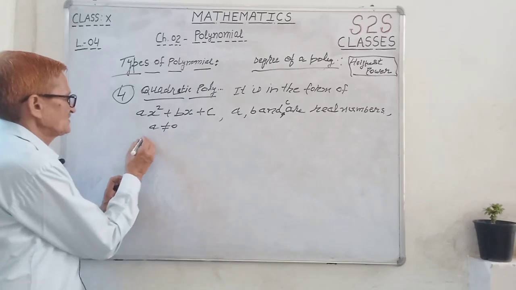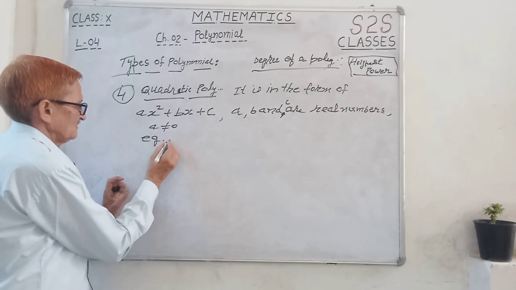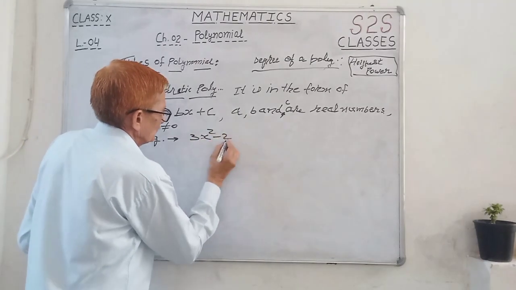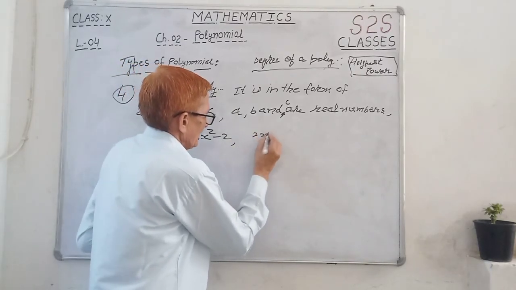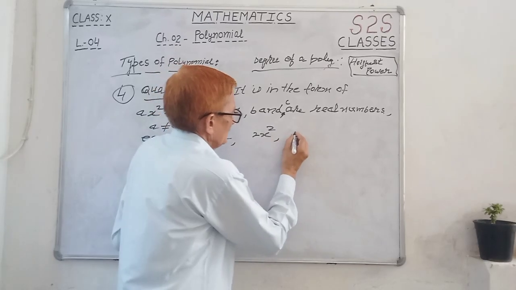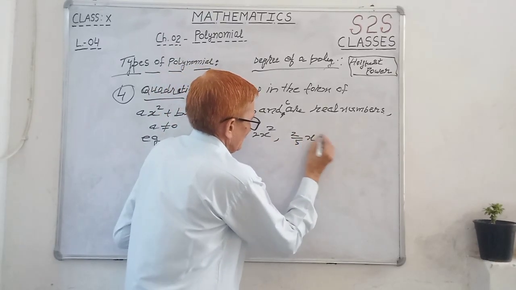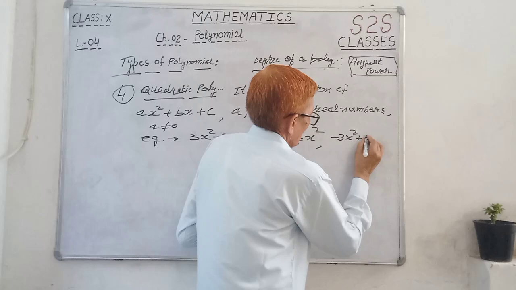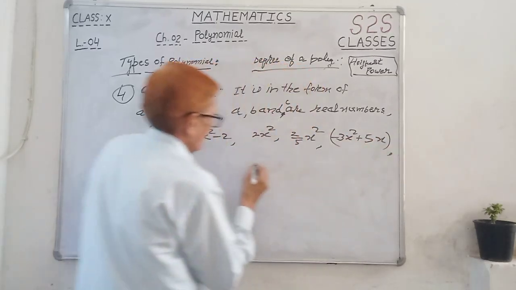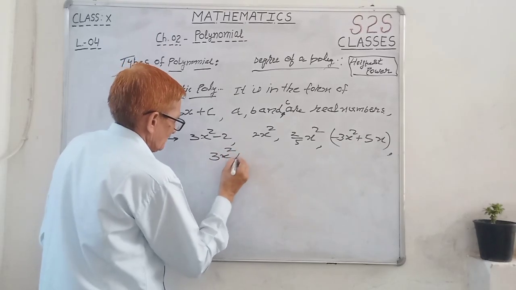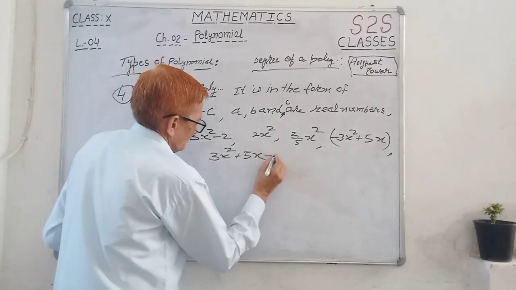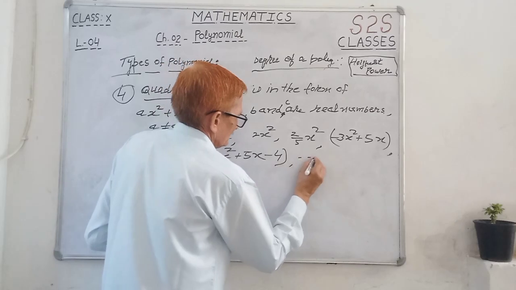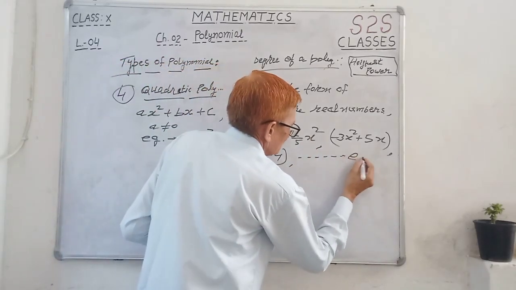Example, specific examples as 3x square minus 2, 2x square, 2 upon 5 x square minus 3x square plus 5x, and 3x square plus 5x minus 4, and so on, etc. You can write.